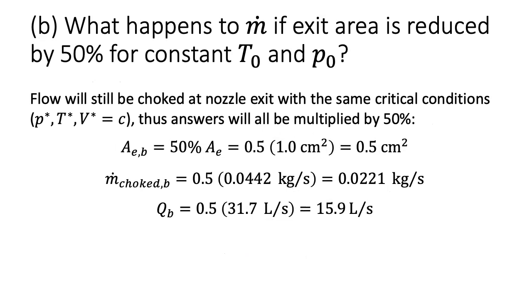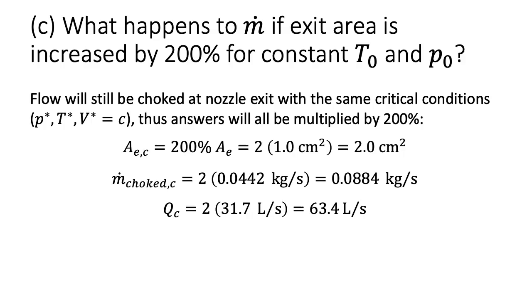For part B, we consider how changing the exit area will change the mass flow rate if we keep the stagnation conditions constant. Since the flow is choked with a constant pressure ratio across the nozzle, the critical velocity and density in the exit plane remain the same. Thus, the mass flow rate just scales with the area. For this case, both the mass flow rate and volumetric flow rate are 50% of the original values.